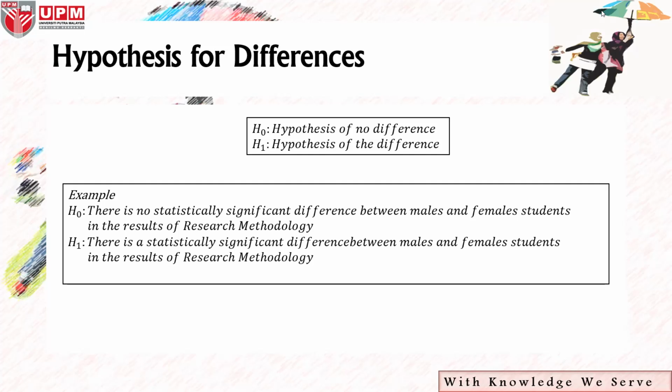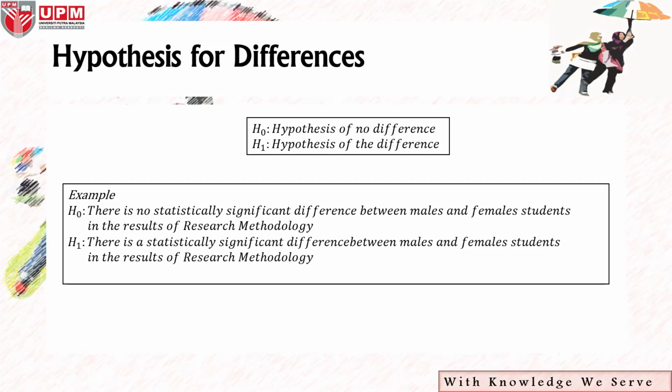Okay, so example of hypothesis for difference. For the research hypothesis: there is a statistically significant difference between male and female students in the result of research method. Contoh, ini hypothesis perbandingan. Is this one tail or two tail? There is a statistically significant difference between male and female. Why two tail? Because there are two groups.